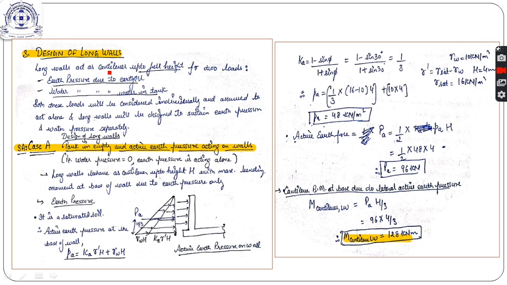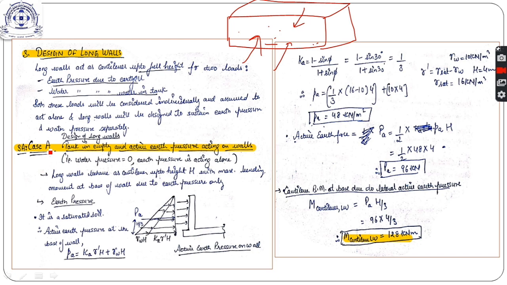So the long wall behaves like a cantilever up to full height for two loads. If this is a long wall of the tank, and soil is filled in this portion, then there will be earth pressure acting from this direction, and the water pressure will also exert pressure on the inside. So we will consider both these cases individually and calculate the forces.